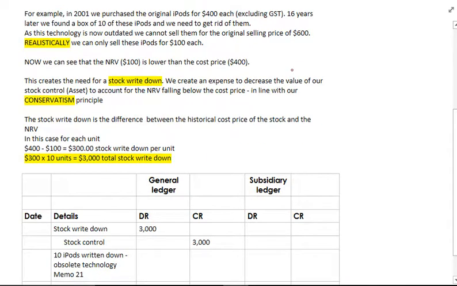Okay, so an example here. In 2001, we purchased the original iPods for $400 each, excluding GST. 16 years later, in 2017, we found a box of 10 of these iPods, and we need to get rid of them. As this technology is now outdated, it's been replaced by the iPhone, the iPod Touch, etc., we cannot sell them for the original selling price of $600. So our original selling price was $600, our original cost price was $400. Realistically, we can only sell each one for $100 each.